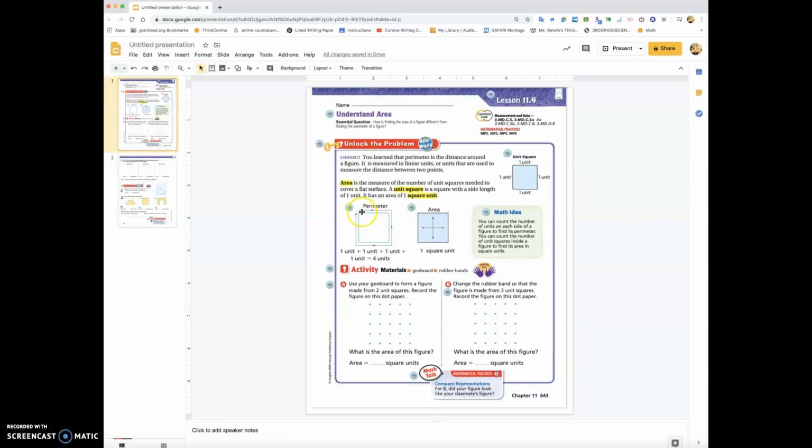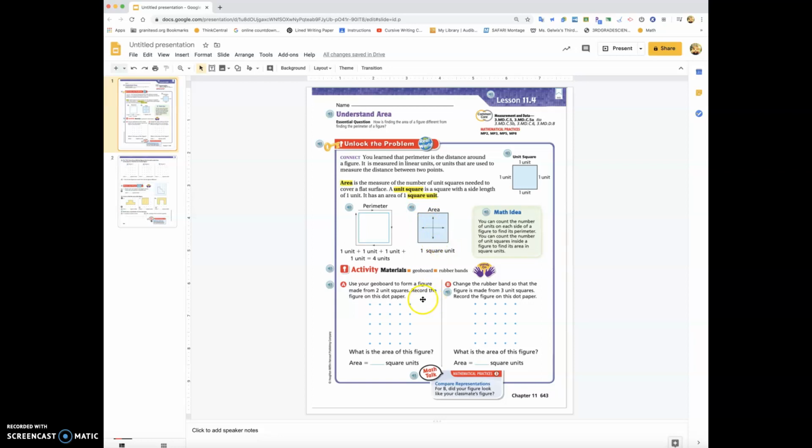So if you look here in perimeter, you're saying 1 unit, 1 unit, 1 unit, 1 unit. There's 4 units. Area is this actual square. Now it says 1 square unit because it's one, whatever the unit is, on each side. So if it's a square foot, this is an actual square, almost like if you were to cut out a square, but it's a foot long on every single side. But it's 1 square.